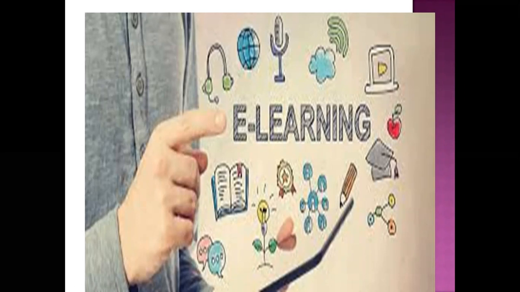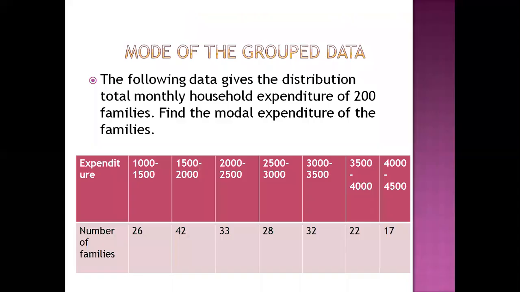Already you learned in the previous session some sums based on finding the mode of grouped data and raw data. In today's class you are going to learn some more sums from exercise 14.2, how to find the mode of grouped data. First question. The following data gives the distribution of total monthly household expenditure of 200 families.